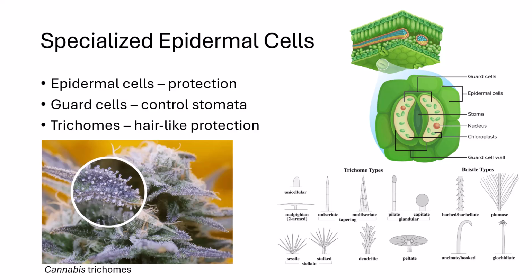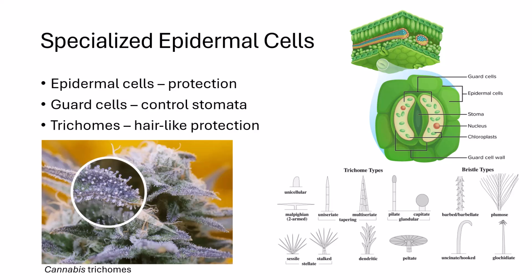Guard cells are specialized cells that contain chloroplasts and surround stomatal pores. Trichomes are hair-like outgrowths that help reduce water loss, reflect sunlight, and deter herbivores. Trichomes come in various shapes, and some produce substances.